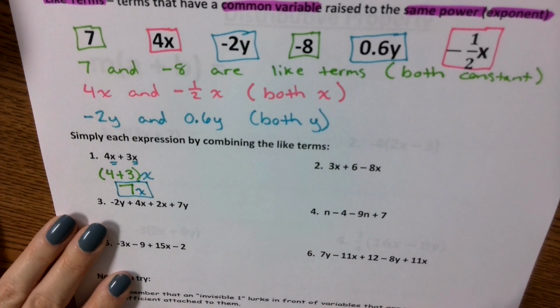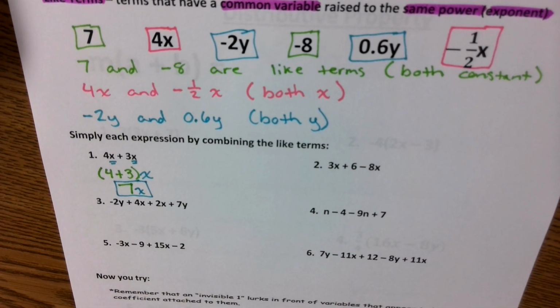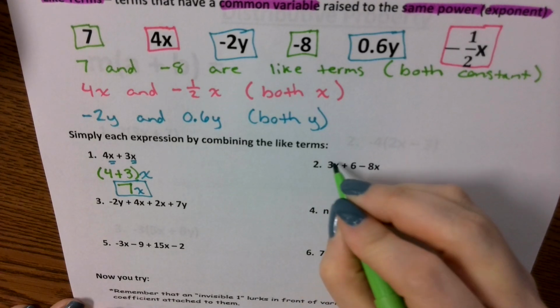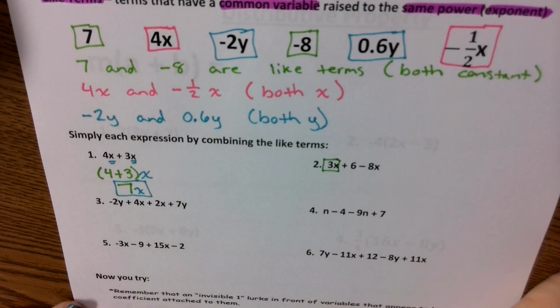Now, taking a look at problem number 2, like I said yesterday, we always start with the variable terms that we have in common, and we always go alphabetically. The constant is always going to be at the end of our expression once we have it in simplest form. So we do have a 3x. It does have a like term. What's its like term?